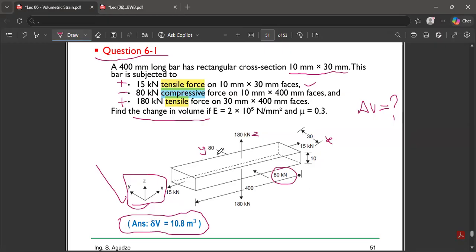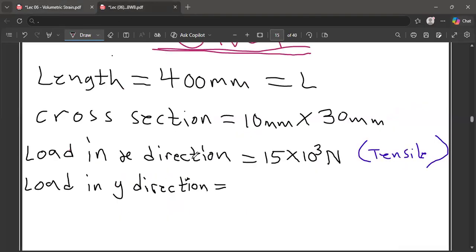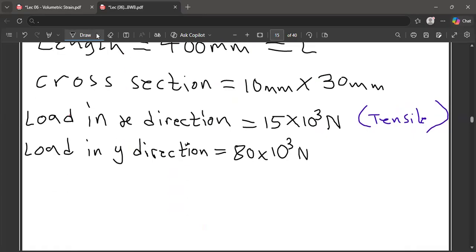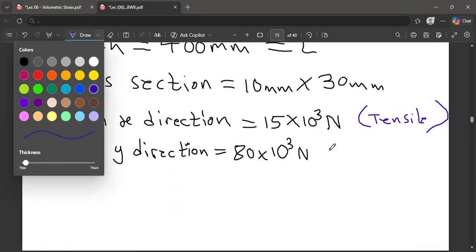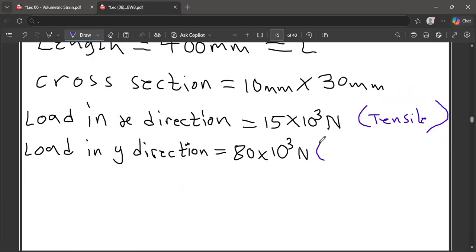So we want to write the load in the y direction, and that is the compressive force. You can see that it is moving towards the bar, so it is compressive, and that is 80 kilonewton. Let's quickly put that down. Load in y direction is equal to 80 kilonewton, that is 80 times 10 exponent 3 Newton. I'll put that down later, and that is compressive. So in brackets, compressive.